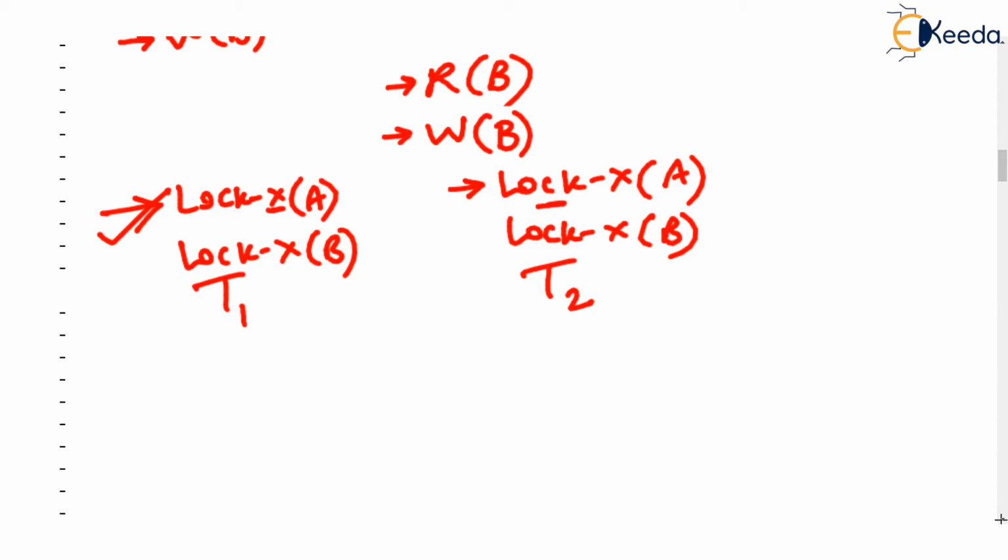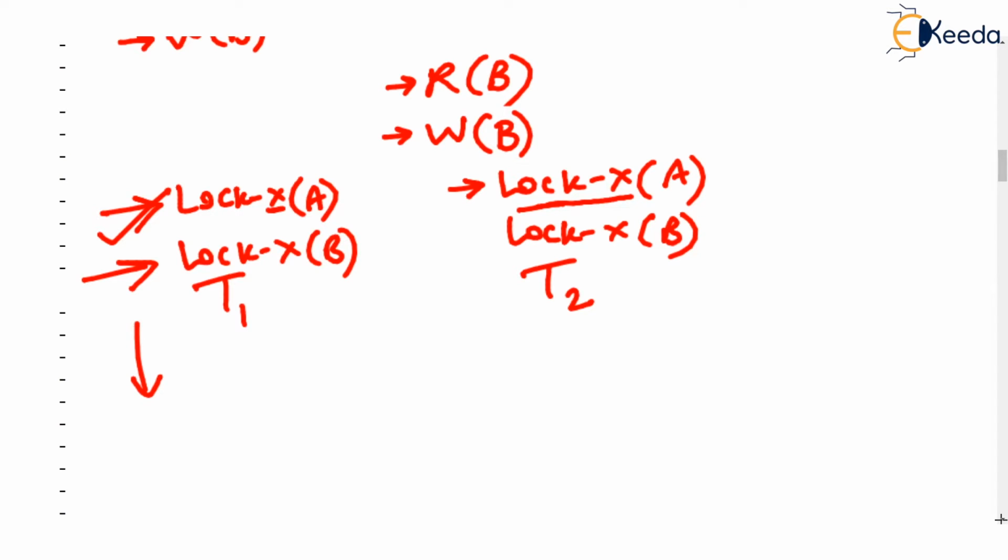But how can T2 get this lock now? Isn't it? It can't, because it has already been acquired by T1. So T2 won't even start, because T2 has not got all the locks that it needs. And then T1 continues to get another lock on B, and T1 continues.